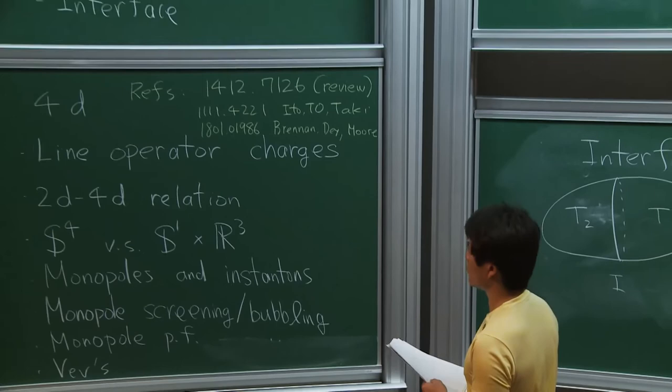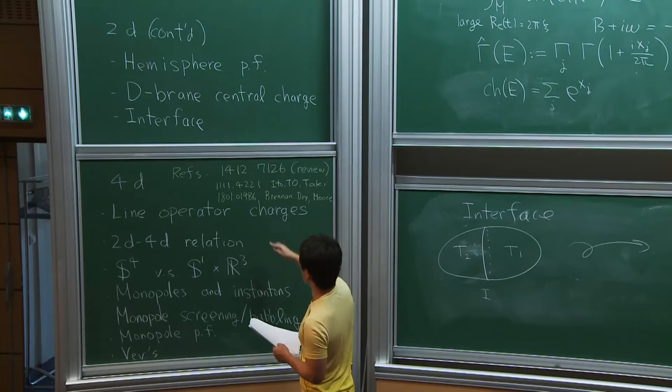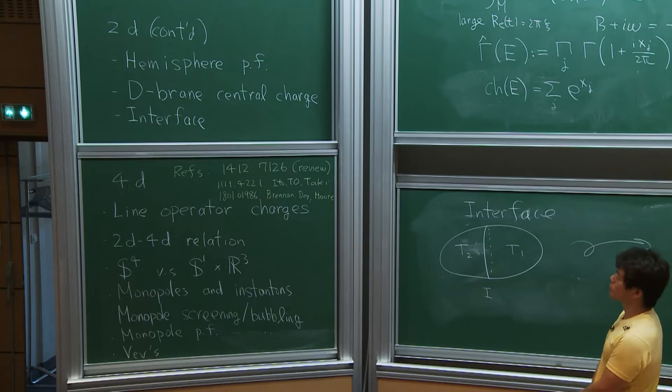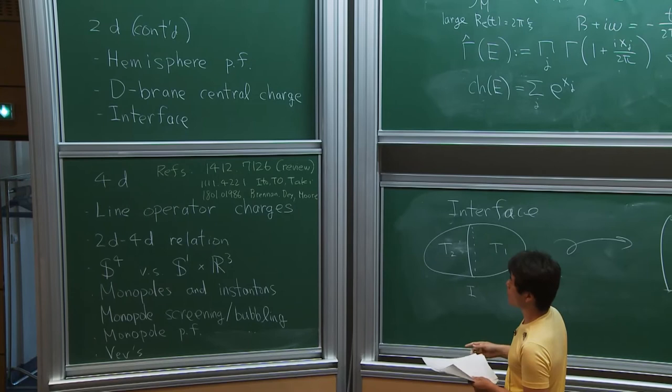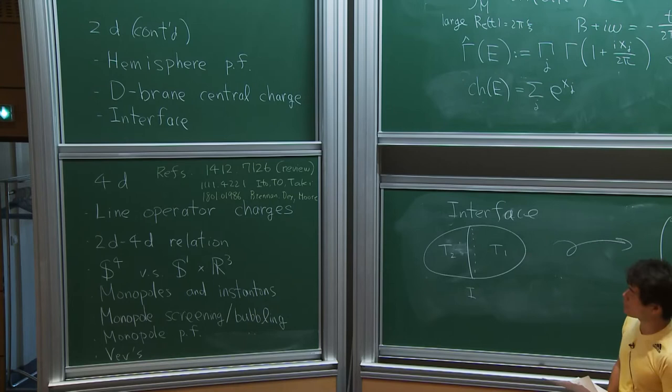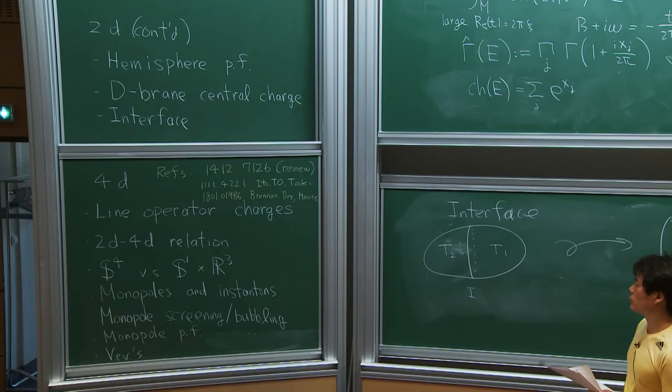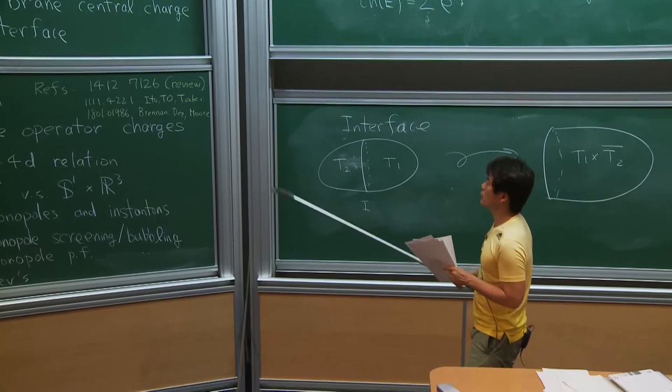and as usual, I give the plan for this part of my lecture. I will probably not be able to cover everything in full detail, but I'm going to discuss line operator charges, 2D, 4D relation, S4 versus S1 times R3, the relation between monopoles and instantons, monopole screening, bubbling, monopole partition function waves, and so on. And as references, I give you, first of all, this one.